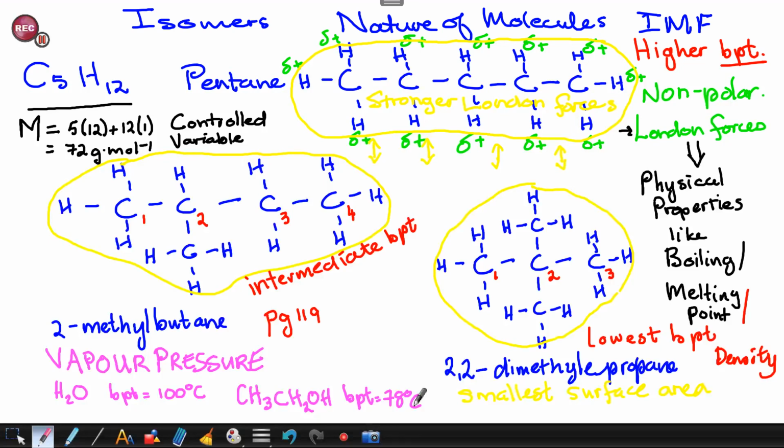So the weaker the London forces, the weaker the intermolecular forces, the greater the vapor pressure. So of the three molecules we were looking at, the pentane, the methyl butane and the dimethyl propane, which one will have the highest vapor pressure? Dimethyl propane. This one will have the highest vapor pressure. Yes. So the lower the boiling point, the higher the vapor pressure.